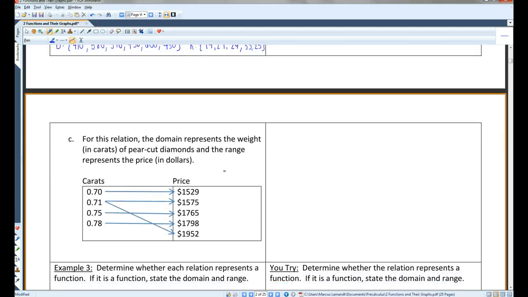For this relation, the domain represents the weight in carats of pear-cut diamonds and the range represents the price in dollars. So we have carats here, we have price here. This does not represent a function because each element in the domain does not correspond with exactly one element in the range. If you look at the 0.71 carat diamonds, it corresponds with this price and with this price. That means you cannot have two output variables for the same input variable. Otherwise, it's not a function.